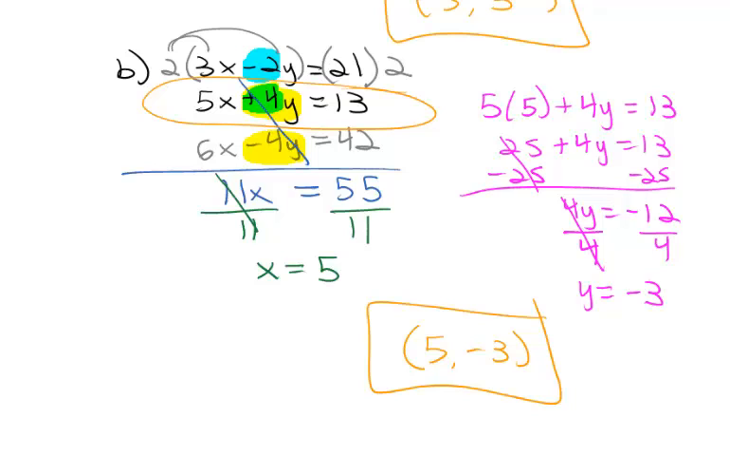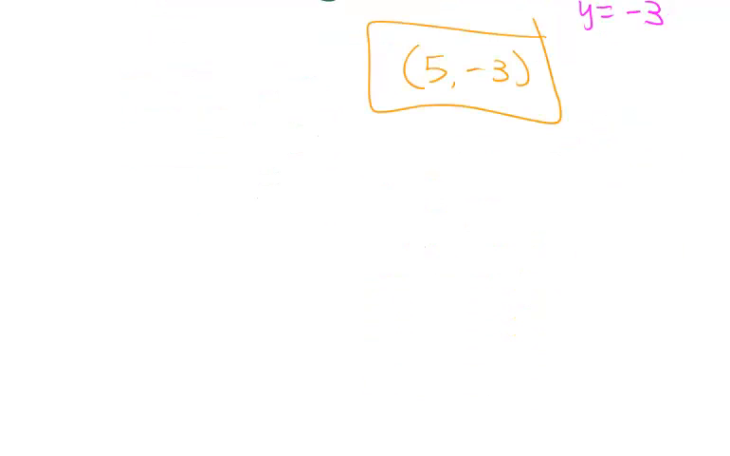Now in this equation, we had to multiply one of them by 2 in order to find those opposites we wanted. Sometimes, though, we have to multiply both equations by something in order to get the opposites we want.